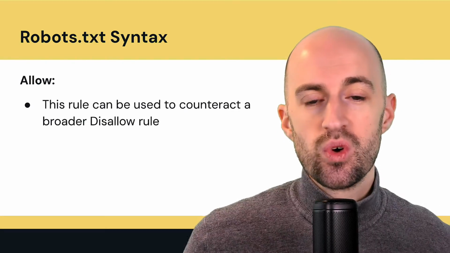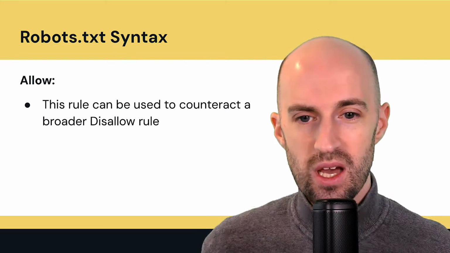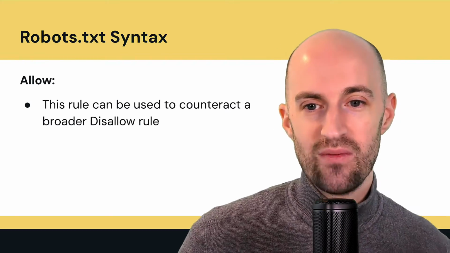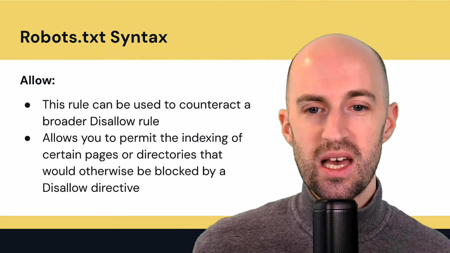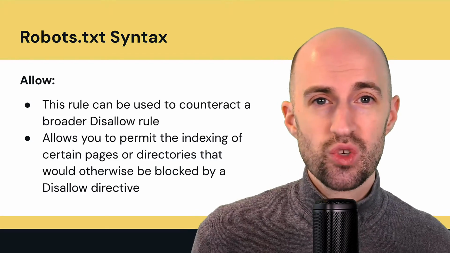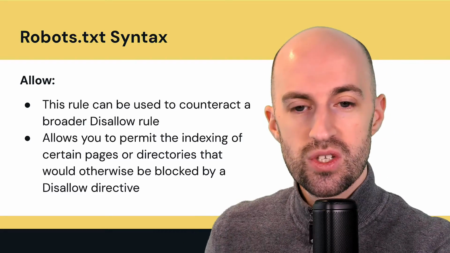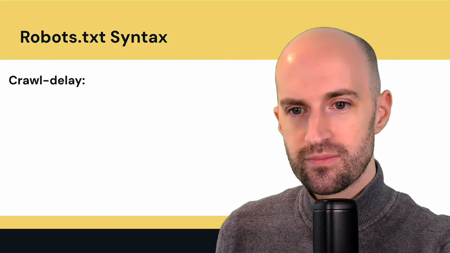Allow. So this rule can be used to counteract a broader disallow rule. So this is kind of like an inverse. So you have a disallow blanket statement, and then you can have allow for certain other sections within that, for example. So this allows for complex targeting. It allows you to permit the indexing of certain pages or directories that would otherwise be blocked by a disallow directive. So that's very, very useful, and you can use them in tandem together.